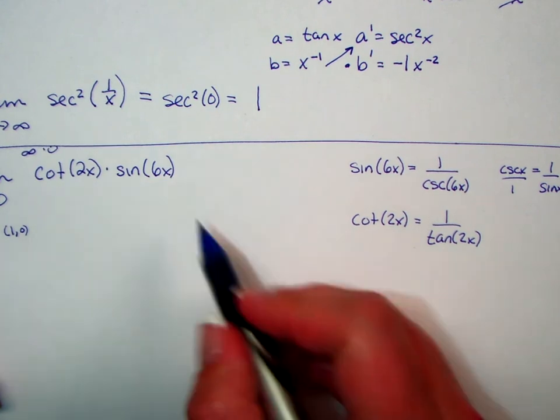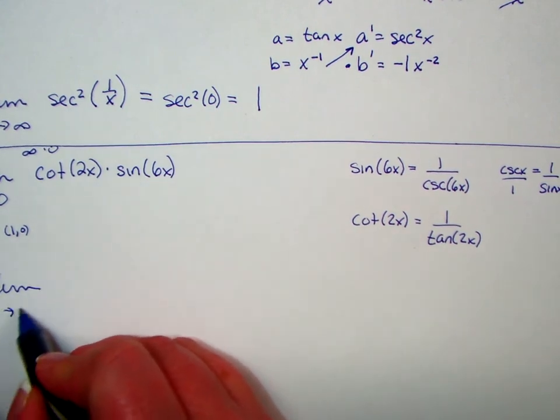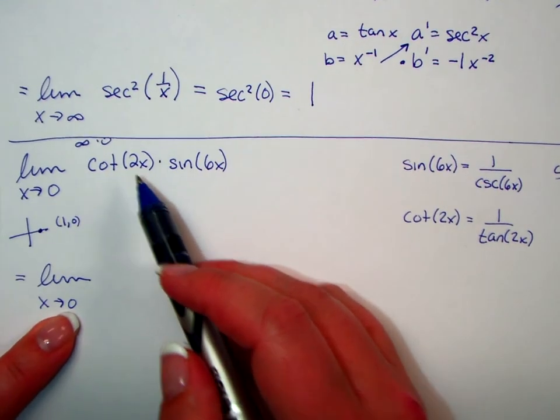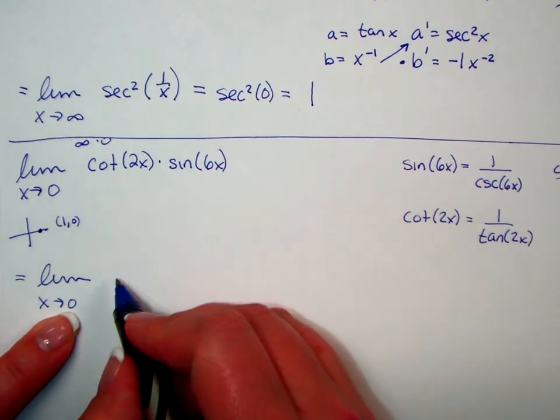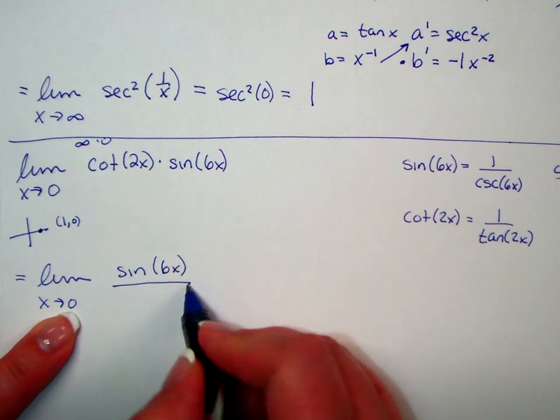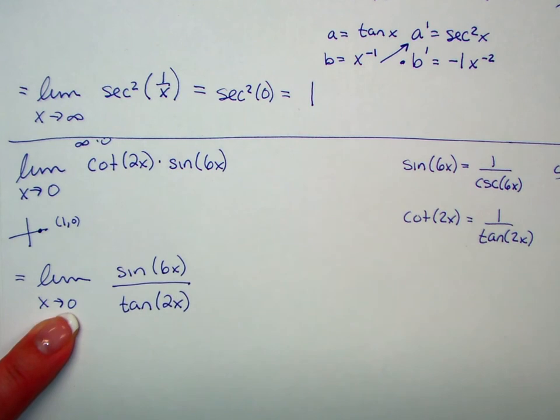So I'm going to rewrite this, and rewrite cotan as 1 over tan, right? So I'm going to leave the sine 6x up top and move cotan to the bottom as a tangent. So I get sine 6x over tan 2x, right? Is this indeterminate? It should be. Okay, this should be our indeterminate quotient here.